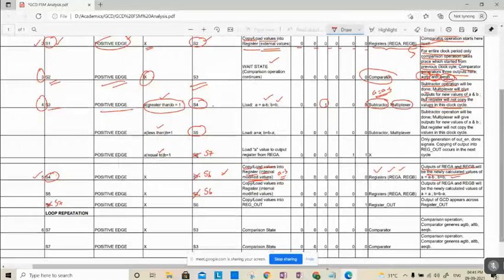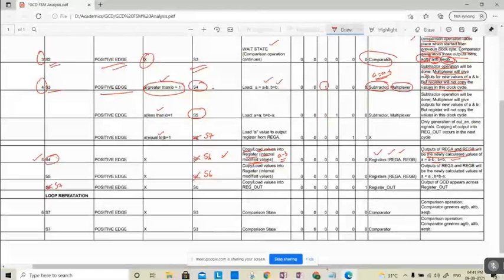Now S3 is the state. S3 is the state, positive edge is there. If it is A less than B, then it is going to enter into another state, S5. This is in the 4th clock cycle itself, not the 5th clock cycle, the 4th clock cycle. In the 4th clock cycle, this is condition 1. This is condition 2. This is condition 3.